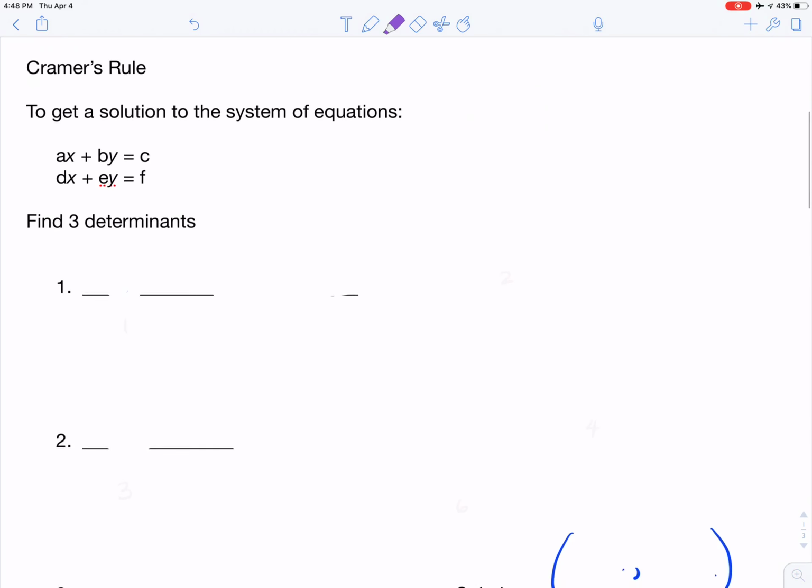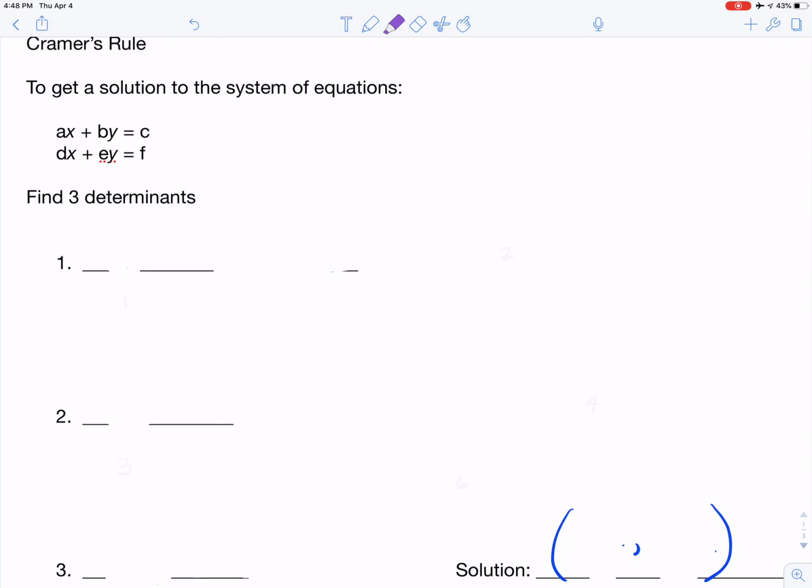Let's go down to Cramer's rule. Remember, this is one of your 5 methods of being able to solve a system of equations. And I've got for you right here a system of equations that I'm going to be using. And in order to do Cramer's rule, the first step I have to do is to find 3 different determinants. So let's talk about the 3 different determinants that you have to find before you can find the solution to the system of equations.